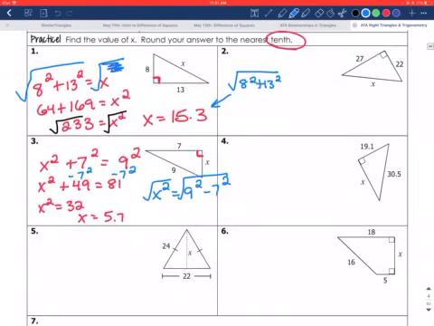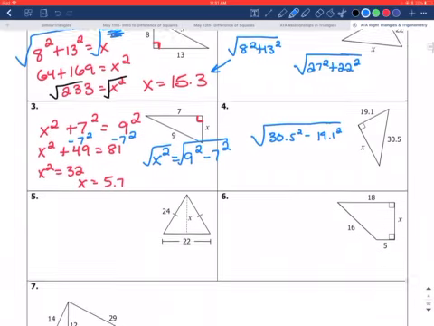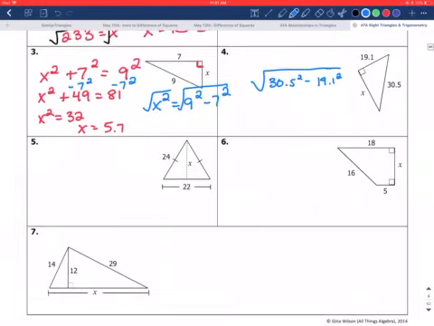So it kind of just all depends on what they give you. But if they give you a leg, like for number 4, I could go ahead and tell you, hey, it's going to be the square root of 30.5 squared minus 19.1 squared. And that will give you that missing leg. For number 2, I can go ahead and tell you, hey, they are missing the hypotenuse. So all I have to do is add the two legs together, 27 squared plus 22 squared.